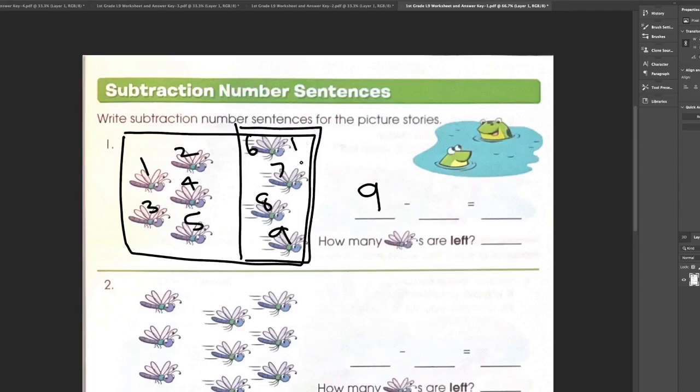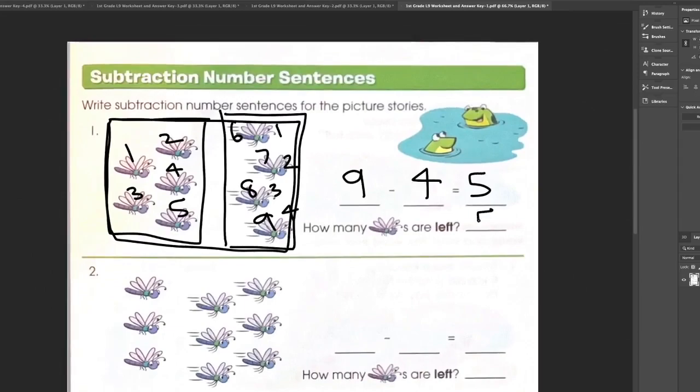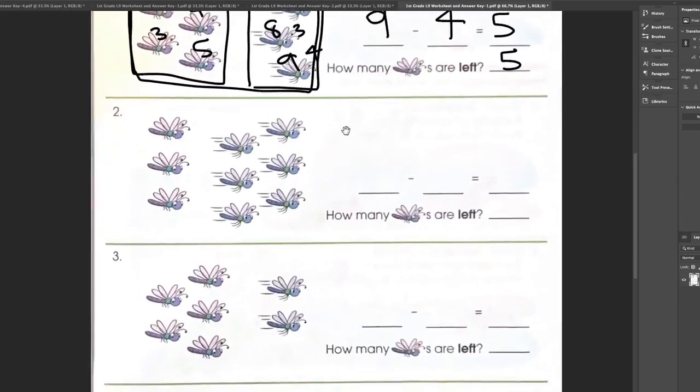So how many dragonflies are leaving? We count 1, 2, 3, 4 dragonflies. So 4 will be put here, and we count out the amount of dragonflies we have left, which is 5, as we've counted on the left there. So that's the first example problem done. We just put 5 here to notate that.